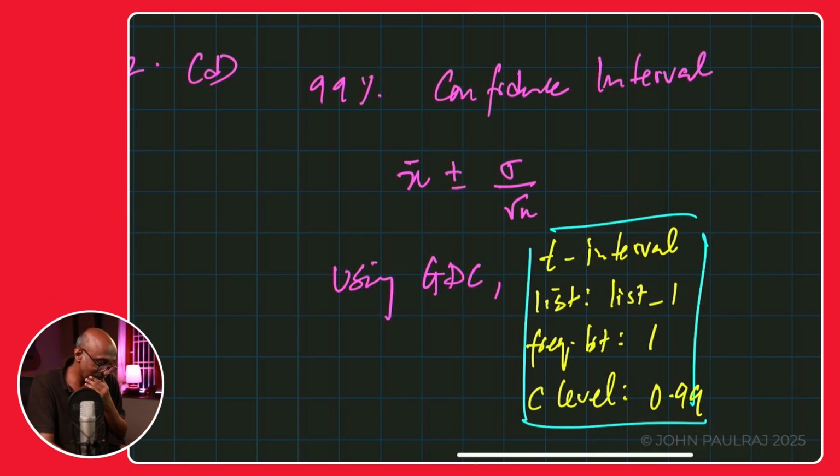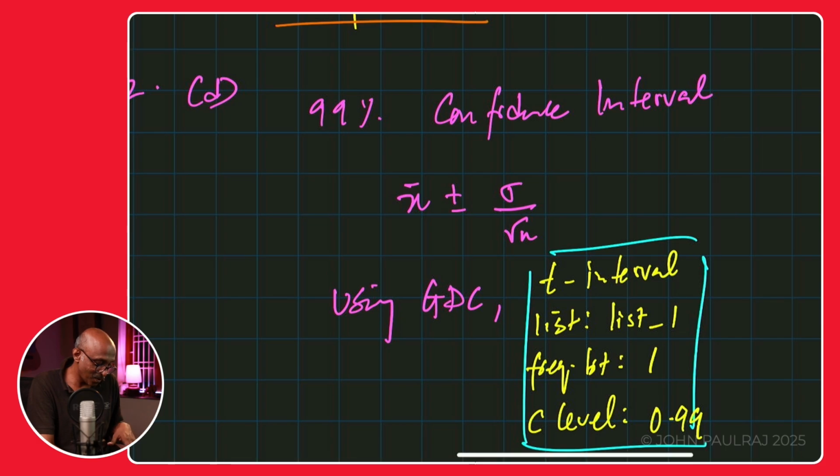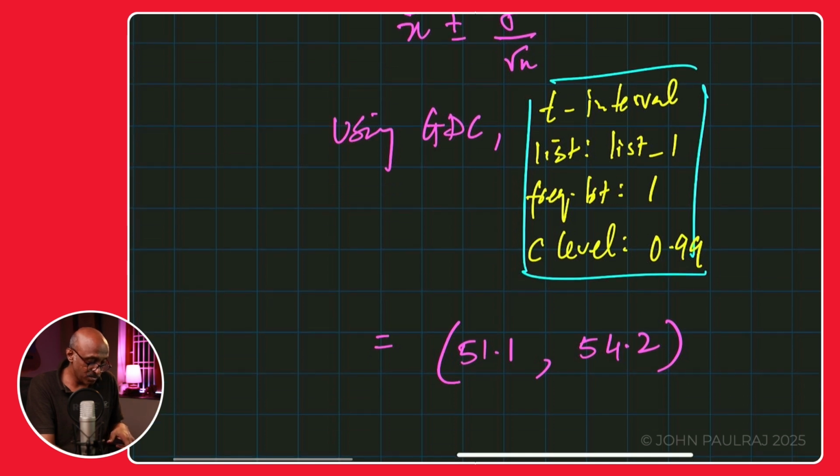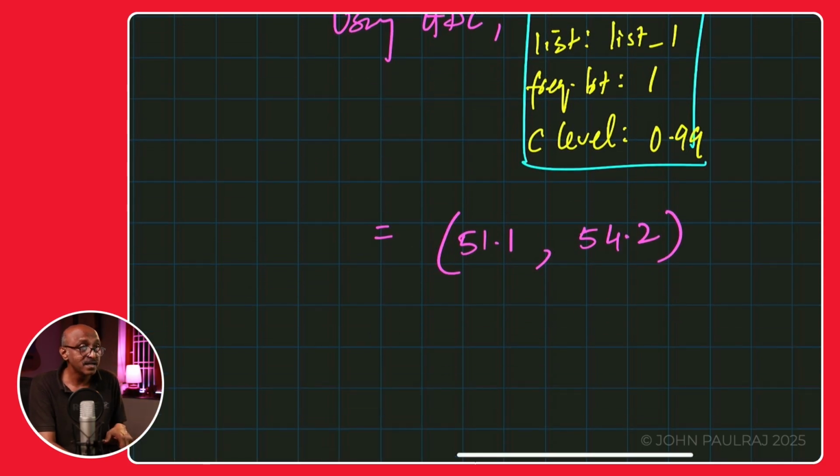Let me just repeat what I said. For the 99% confidence interval, that was the formula, x bar plus or minus sigma over square root of n. Then using GDC, write down the syntax, show that you know it, and not just the syntax: write down what you actually entered on the calculator. Then whatever the calculator shows you, this is the C lower and this is the C upper. Everything else is given there. We've copied down this thing.